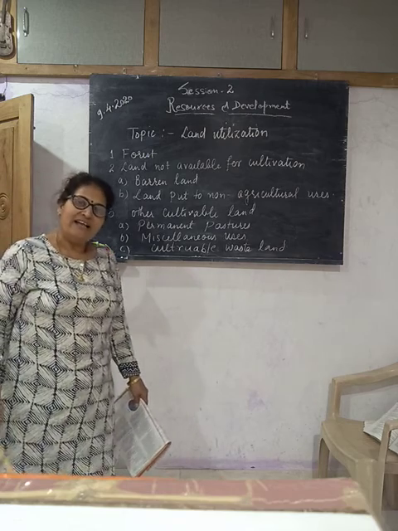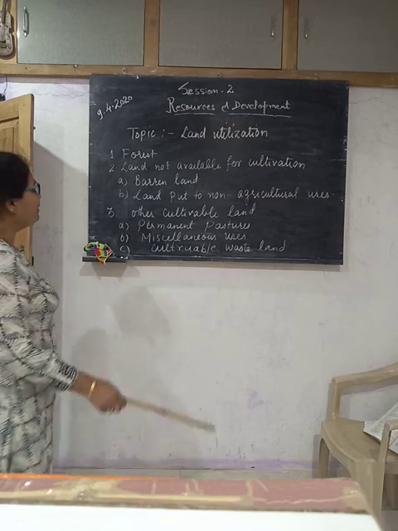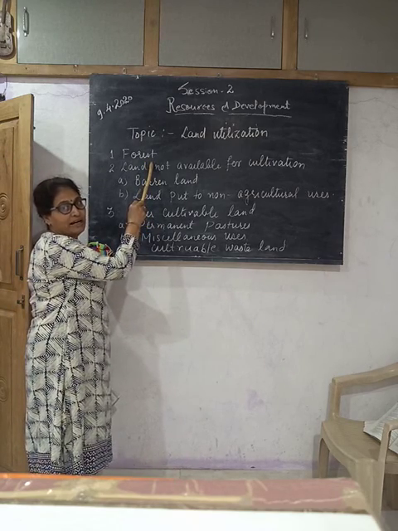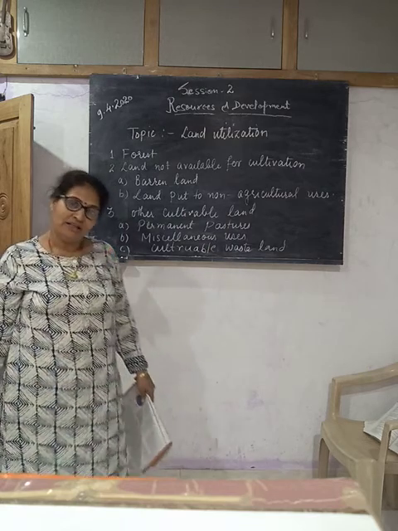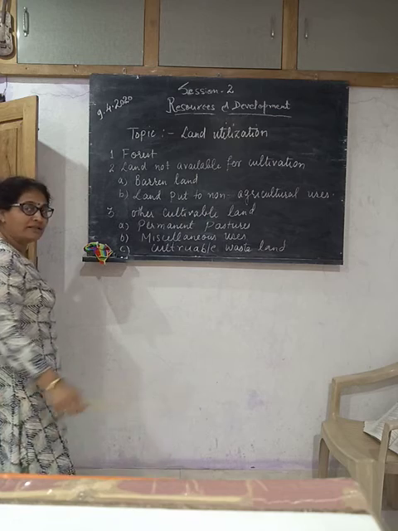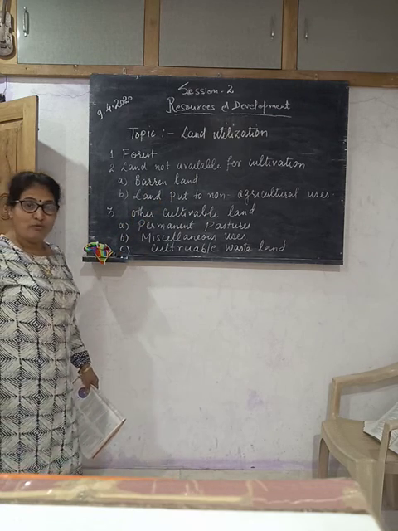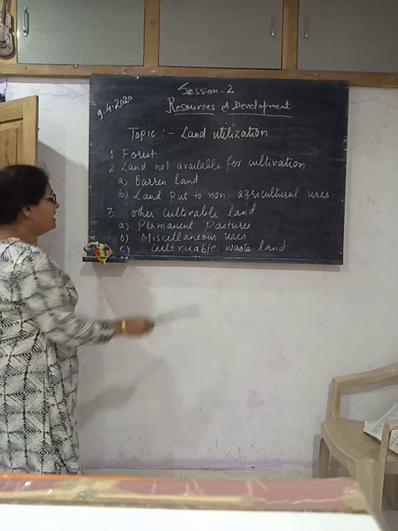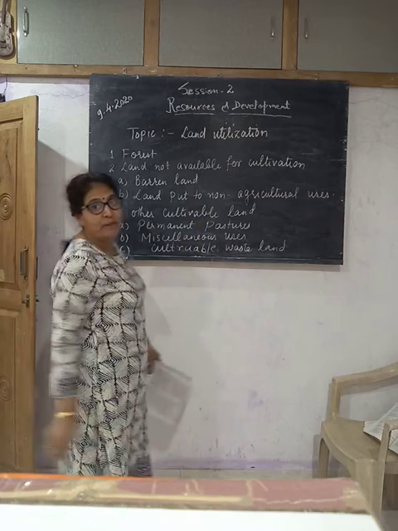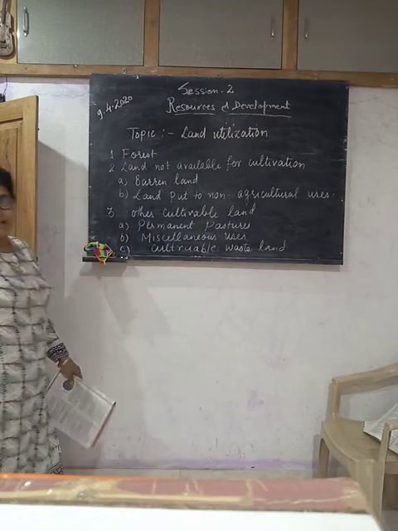You know that land is used for a variety of purposes. Mostly land is used as forest. Forests are also developed on land. The second is land not available for cultivation. Among this, it includes barren land. Barren land means banjar zameen, where no cultivation can take place. Then, land put to non-agricultural uses. Buildings, roads and factories can be developed. So these are non-agricultural uses.